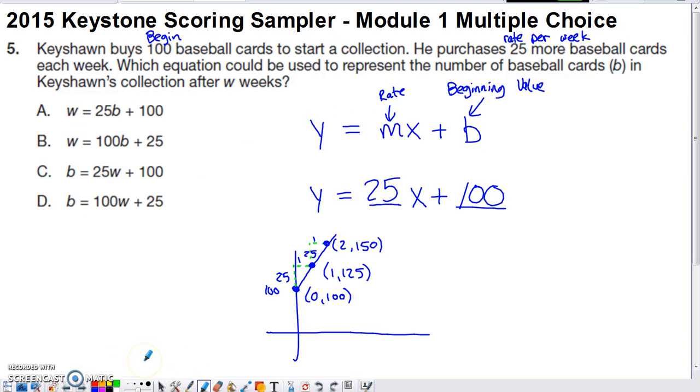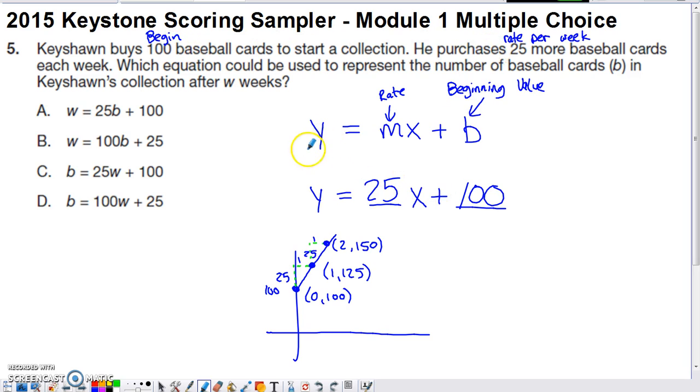And then the last question in the list for this week is a situation where someone has purchased 100 baseball cards to start a collection, purchases 25 more baseball cards each week. Which equation could be used to represent the number of baseball cards B in the collection after W weeks? So when I read this, what I realized right away was, hey, this is the beginning amount of baseball cards in the collection. This is the rate that he's changing that amount per week. He's adding 25 more cards to that collection every week. So I realized I had a beginning value and I had a rate.